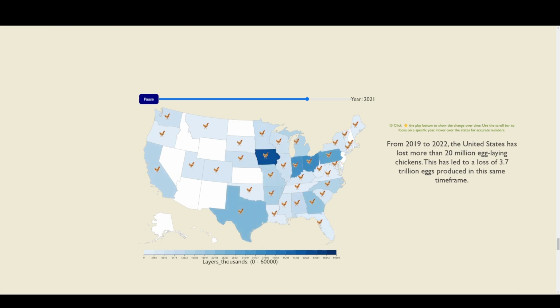Our next chart is a choropleth map with an animated timeline that shows the number of egg-laying hens in each state over each year for a 10-year frame. We can clearly see a significant decrease in hen layers during the years 2019 to 2022. Over 20 million hens were euthanized during this period. Hovering over each state gives us exact numbers for the hen population.